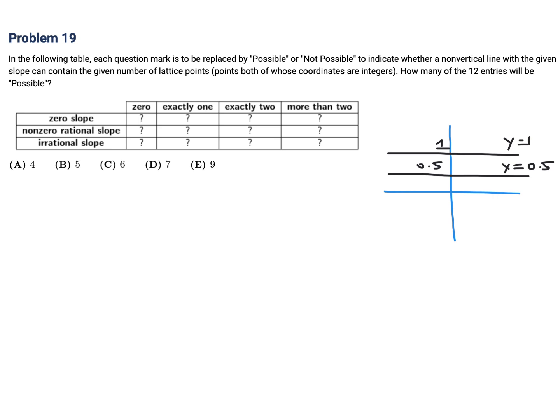Each question mark is replaced by a non-vertical line with the given slope can contain the number of lattice points. Okay. How many lattice points? Okay. Well, can it contain 0 lattice points? 0, 1, 2, or more than 2? Okay. I think I understand.